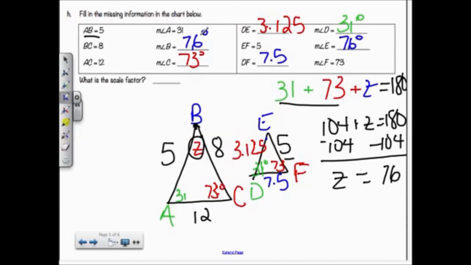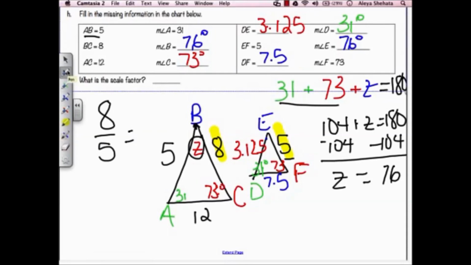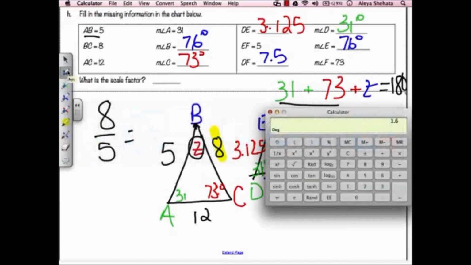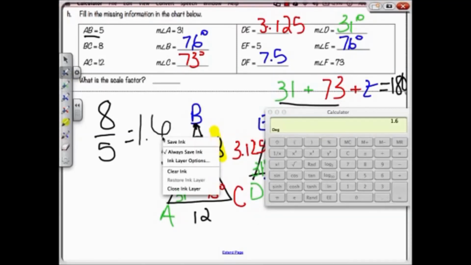Okay, and then the last thing that I need to do is find out what the scale factor is. To find out the scale factor, I just take one side and divide it by the other side, right in my calculator. So I'm going to divide 8 by 5. And that gives me my scale factor. If I go ahead and do my division, I will end up getting 8 divided by 5, which is 1.6. So that means that my scale factor right here is 1.6. Okay?